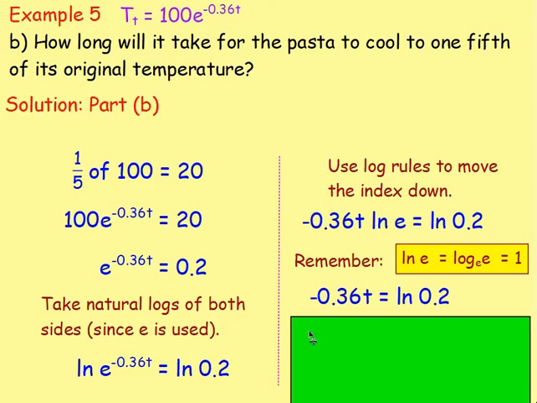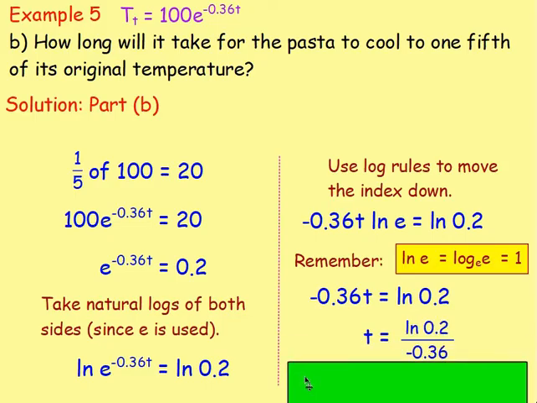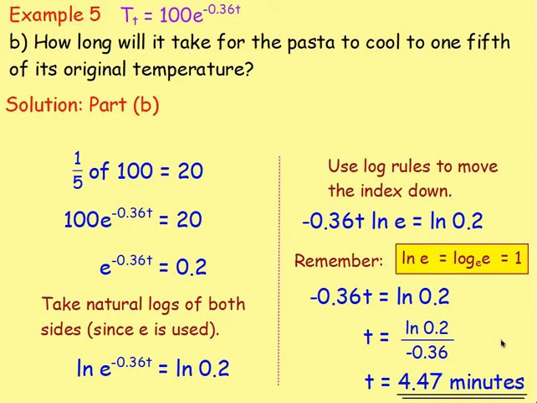And if you divide both sides by negative 0.36, you will end up with t being 4.47, 2 decimal places. And remember, the time was in minutes.